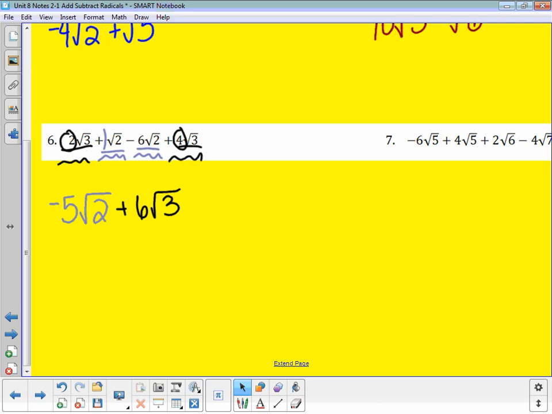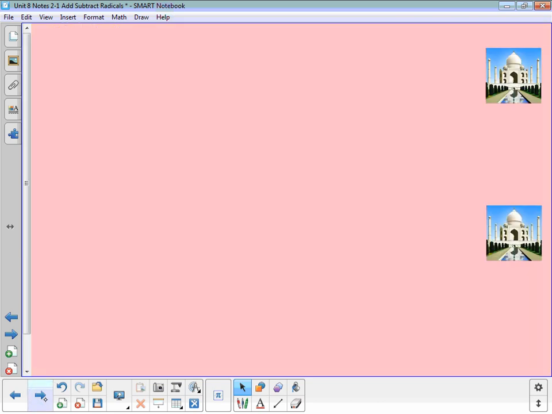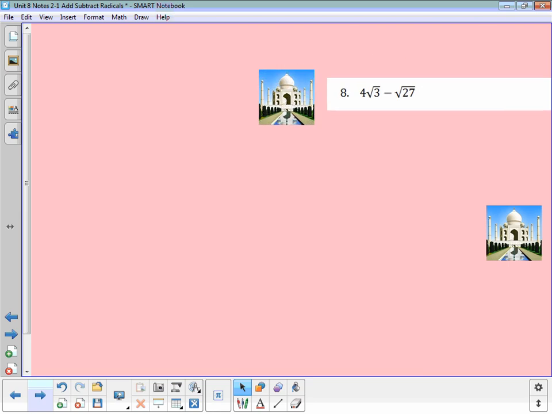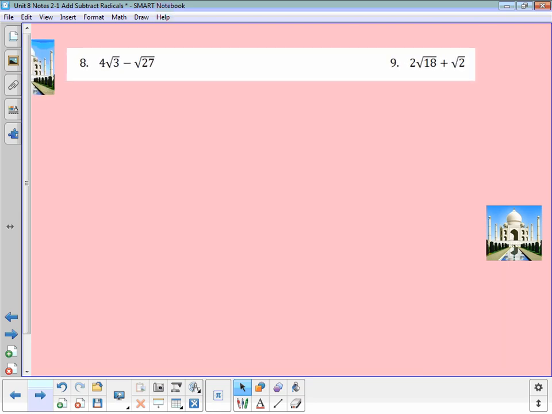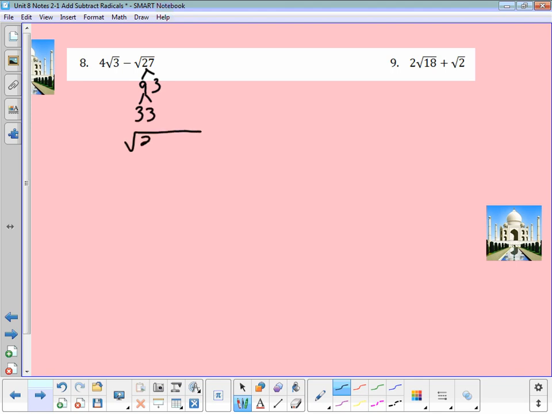Remember, you don't need to change what's underneath the radical, only what's on the outside. Okay, so next, let's take a look at number 8. Now we're going to have to do a little bit of simplifying. Square root of 3 is already simplified, but I do need to simplify 27. So I have 9 and 3, and then I bring down 3 and 3. So 27 becomes 3 times 3 times 3, bring out a pair of 3's, and I have 3 radical 3.